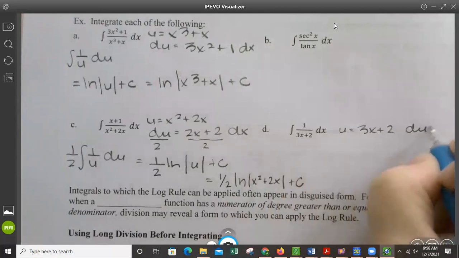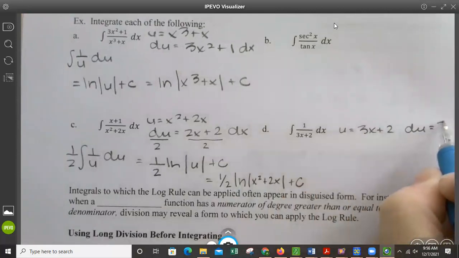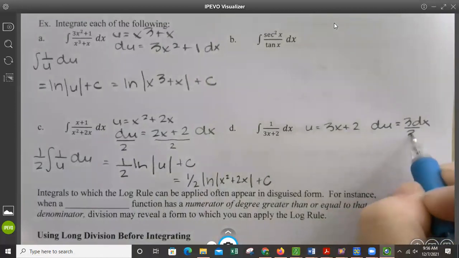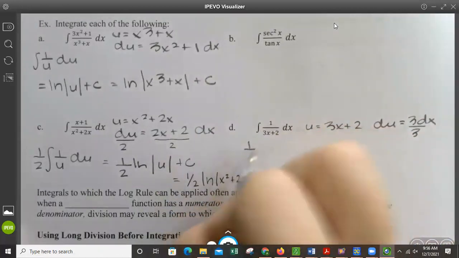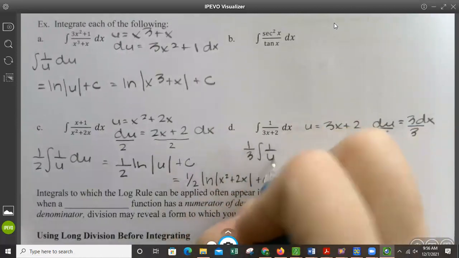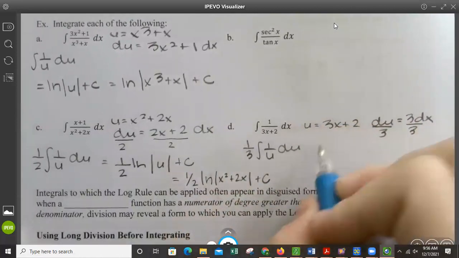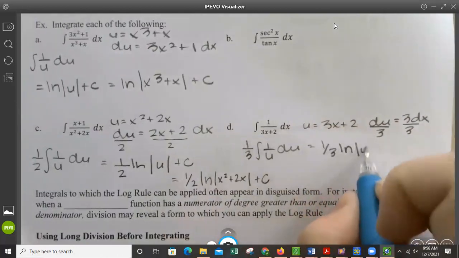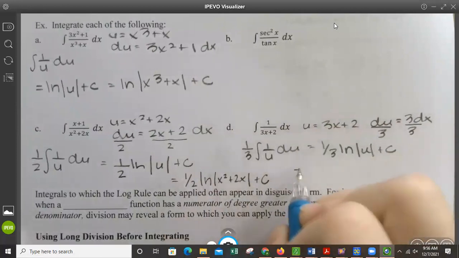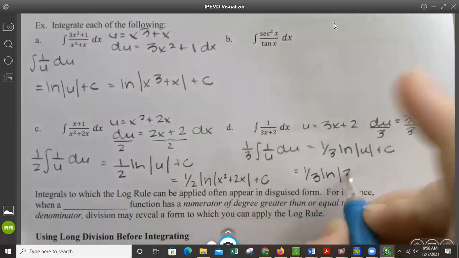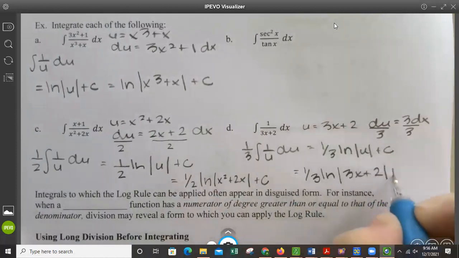And then du is going to be 3 dx. So what do I have to do? We're going to do 1/3 integration of 1 over u du. So we get 1/3 ln absolute value of u plus c. And then our u was 3x plus 2.